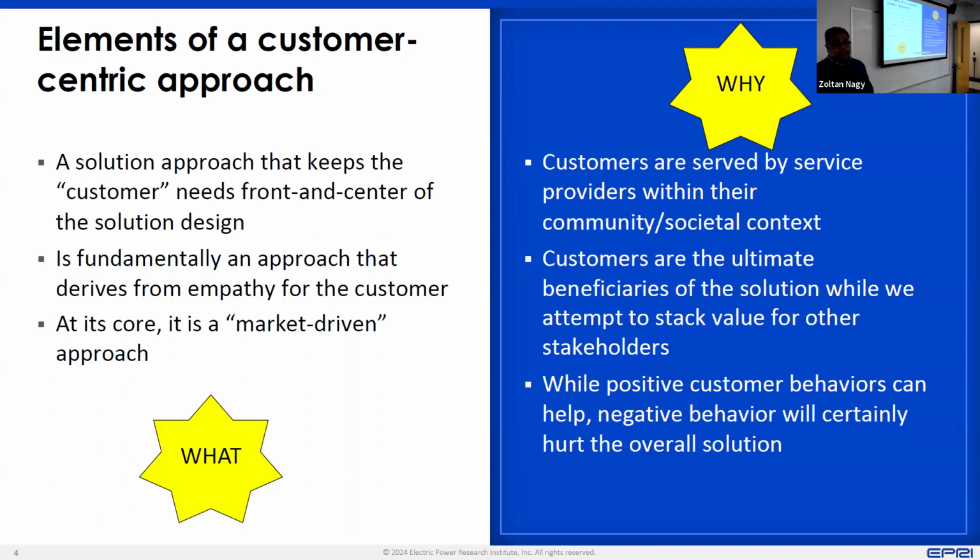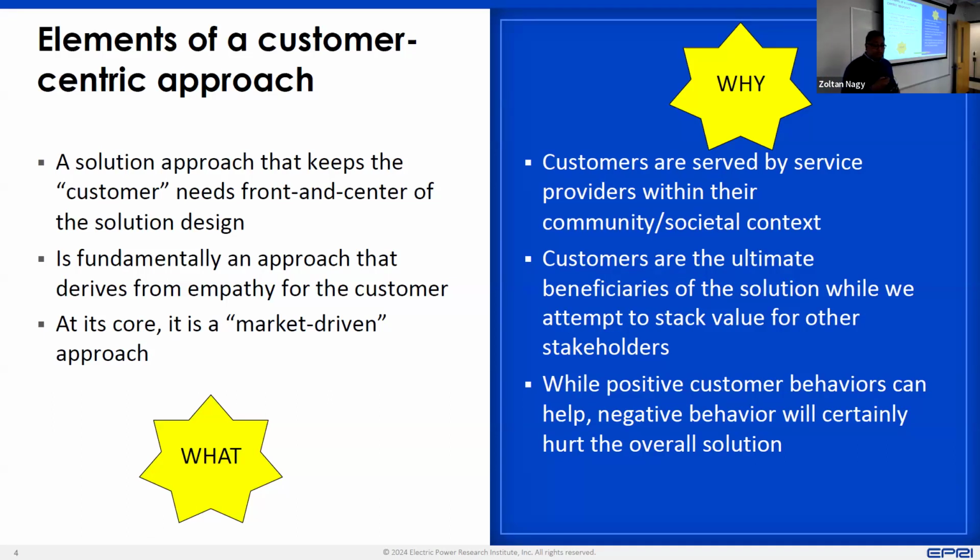So the why is that we have to understand that the energy ecosystem serves the customer in the context of their community through a utility or a service provider. So think of this three-party tripod, right? You have the customer in the middle, in their community, served by this service provider. Any solution that can provide positive outcomes for all three of these entities is the solution that you really want.